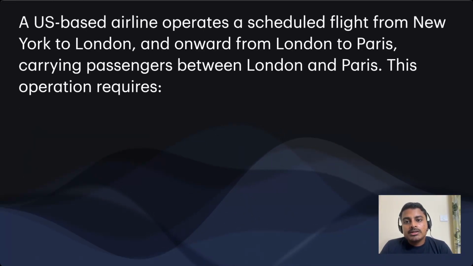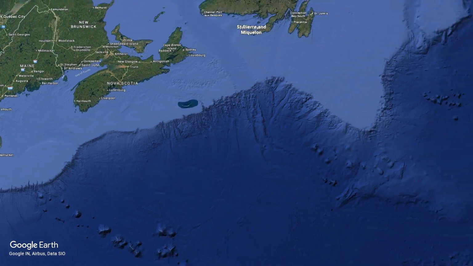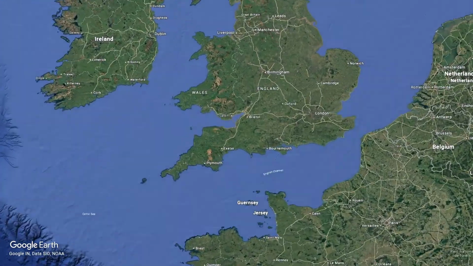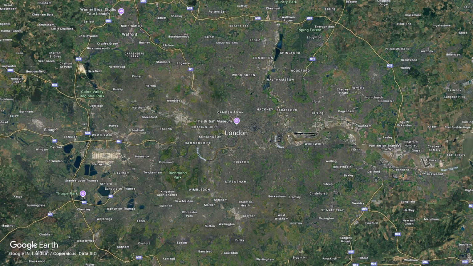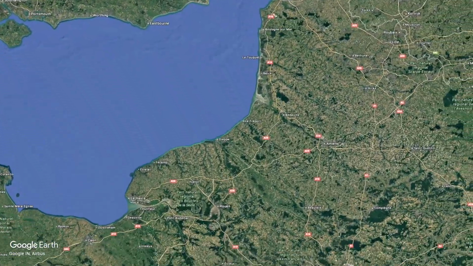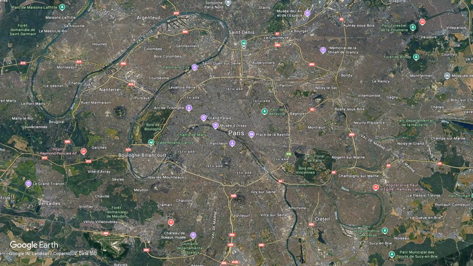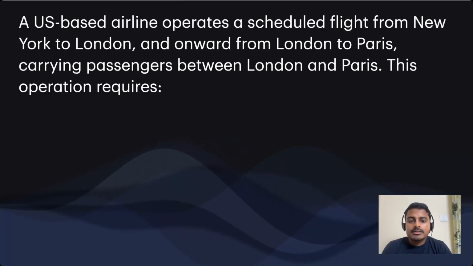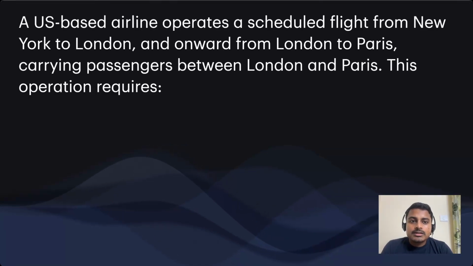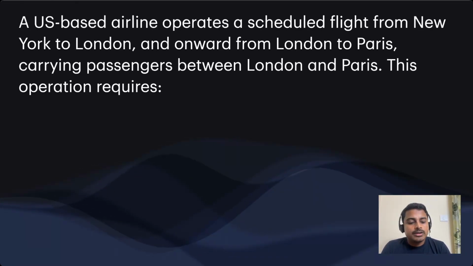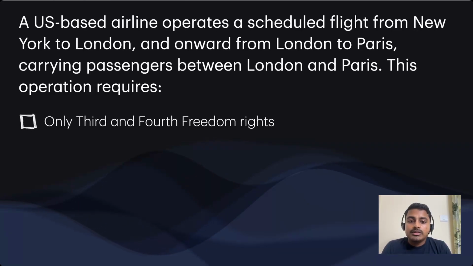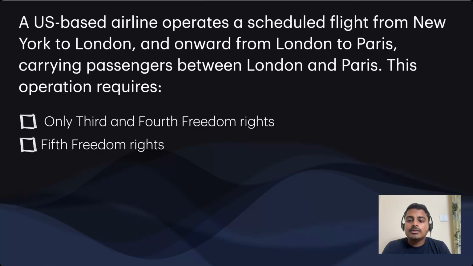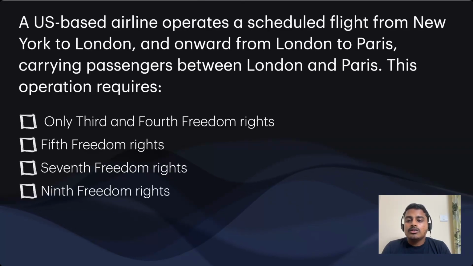Now, a US-based airline operates a scheduled flight from New York to London and onward from London to Paris, carrying passengers between London and Paris. This operation requires which freedom of air? So this particular airline is a US-based airline, running scheduled flights from New York to London and onward from London to Paris, right? We need to tell which freedom of air is utilized here. Is it only the third and fourth freedom rights? Is it the fifth freedom rights, seventh freedom rights, or the ninth freedom rights?